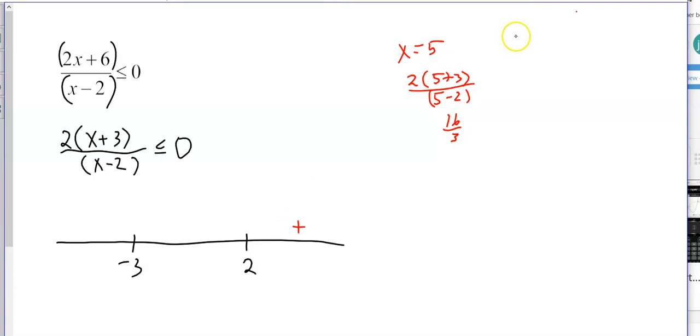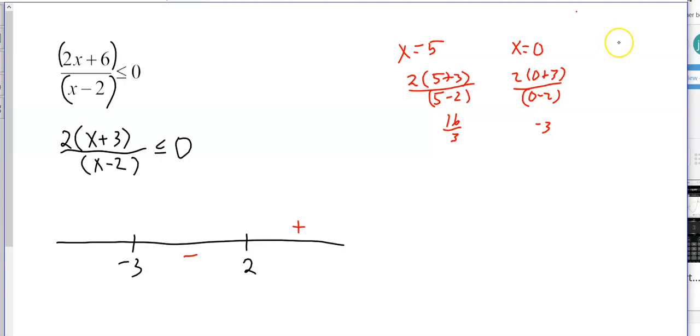So that'll be like 0. That's the easy value in between -3 and 2. So if I plug in 0, I get 2 times 0 plus 3 all over 0 minus 2. So 2 times 3 is 6 over -2 is -3. The big thing I want you to see, wow, it's looking a lot like the other interval. It's negative right there.